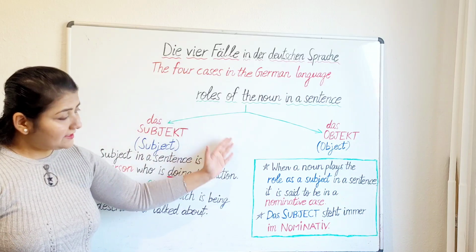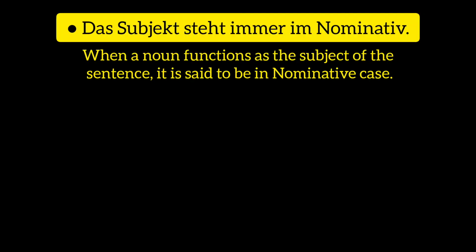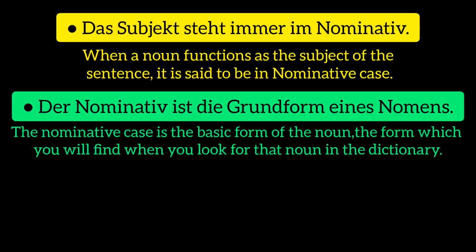After having discussed what is a subject in a sentence, now we come to the most important information, that is, das Subjekt steht immer im Nominativ. Now what does this mean? This means when a noun functions as a subject of the sentence, it is said to be in nominative case. So nominative case is nothing but the noun functioning as the subject of the sentence.